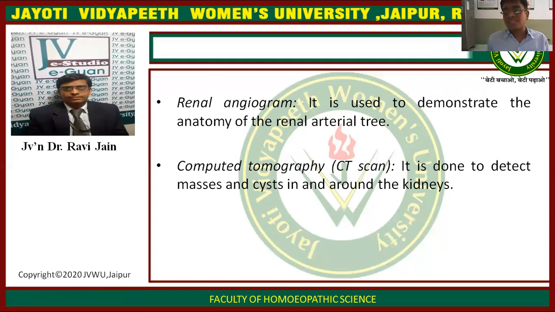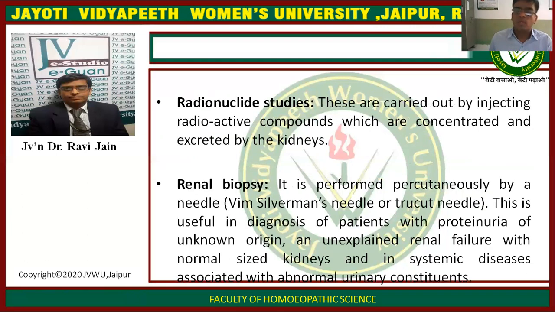The next important thing is the CT, that is computerized tomography or the CT scan. This is done to detect masses and cysts in and around the kidney. So the CT scan is another important diagnostic feature that is done these days for detection of any kind of masses, cysts, or any abdominal malignancy, especially related to kidney disease. Next are the radionuclide studies. These are carried out by injecting radioactive compounds which are concentrated and excreted by the kidneys.